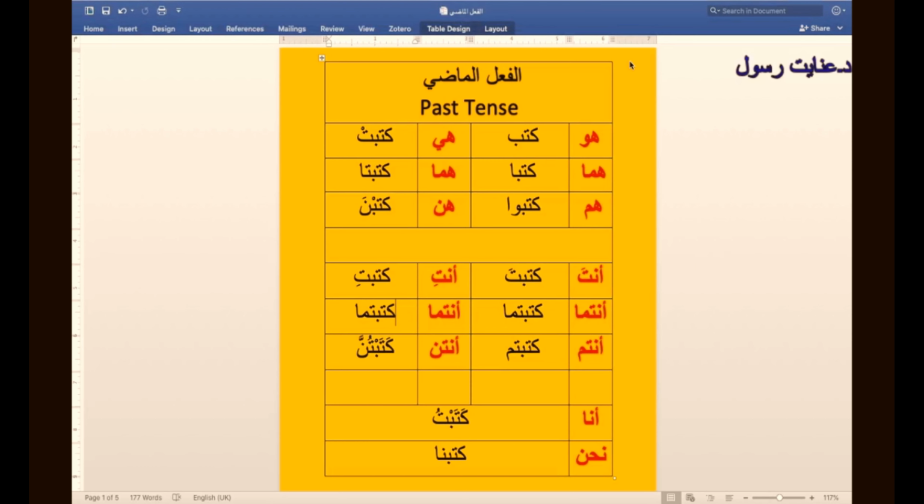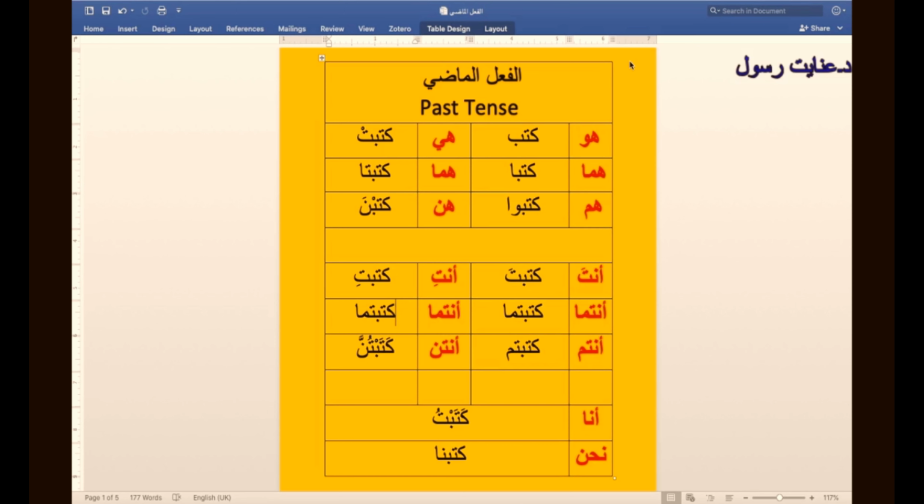In the previous lesson, we learned about al-fi'l al-mazi, the past tense, and the different forms of its conjugation according to the pronouns, all the 14 forms: huwa, hiya, huma, hum, hunna, up to ana wa nahnu.